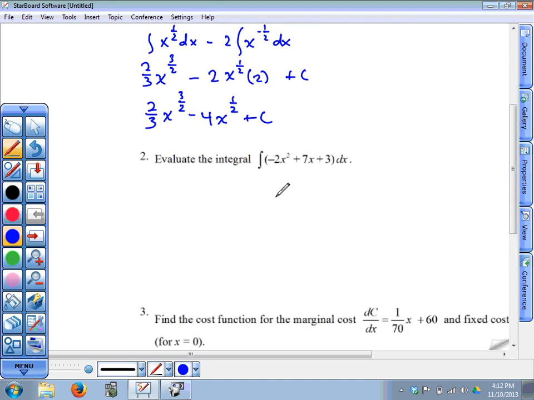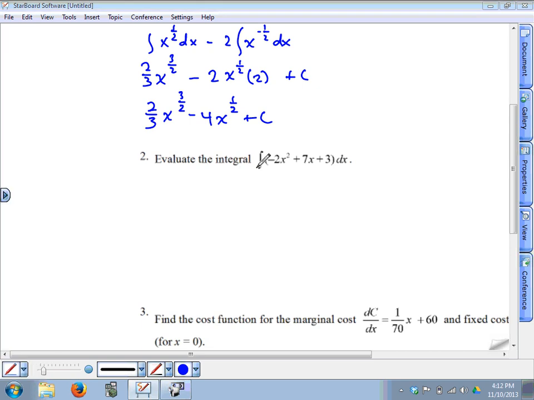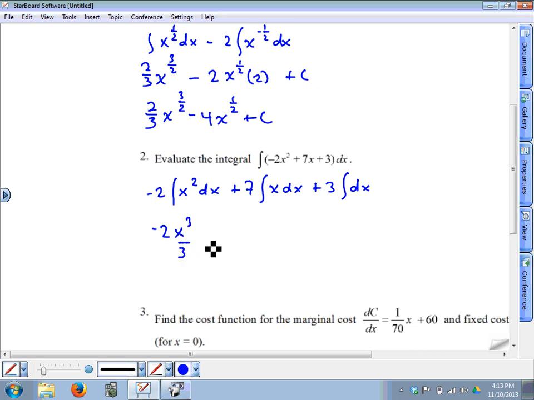Okay, question 2. This is a little bit more simple of a problem. Just take the separate integral of each term, so it's going to be negative 2 times the integral of x squared plus 7 times the integral of x, and then the integral of dx. So now we have negative 2, then we increase the exponent by 1 and then divide by that. Here, same type of thing, increase the exponent by 1, divide by that. And then integral of dx is just x. Then we have the constant of integration.